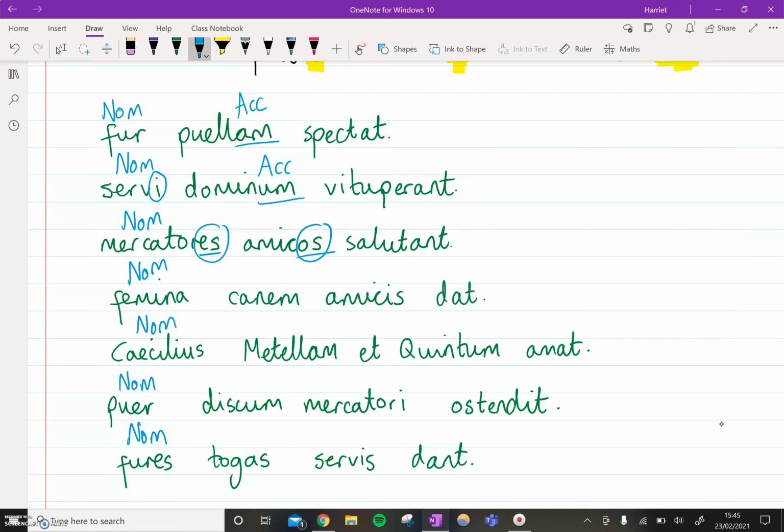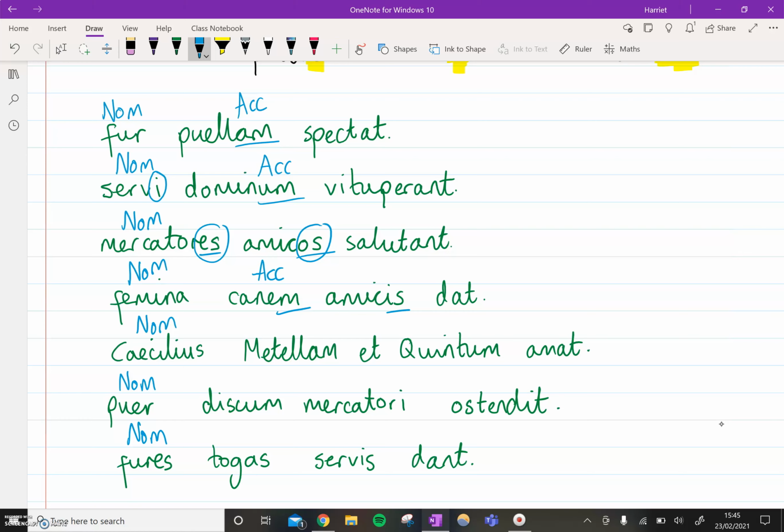The next sentence, femina is your nominative, canem is your accusative because it ends in M. But amicis, that is a dative ending, and it's not just dative, it's dative plural, because remember the dative plural endings were is and ibus, so we need a 2 or 4 here. So the translation of this sentence is the woman gives the dog to the friends, plural.